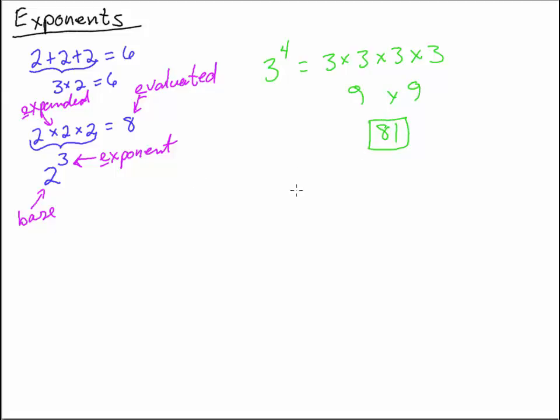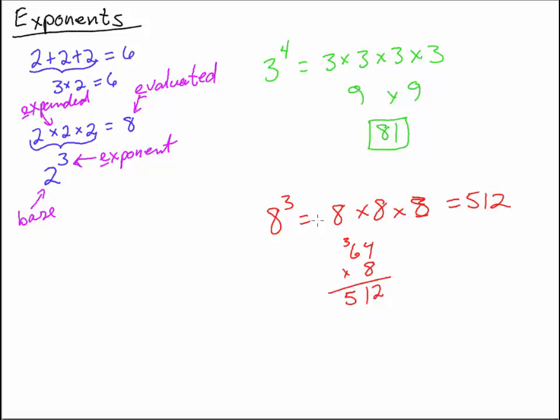Let's do one more problem here. Let's take 8 to the 3rd power. That's 8 times 8 times 8. 8 times 8 is 64. So we got to take 64 times 8. Going to have to do that by hand. 8 times 4 is 32. 8 times 6 is 48. Plus 3 is 51. We get 512. And there you go. That's the multiplication of them.